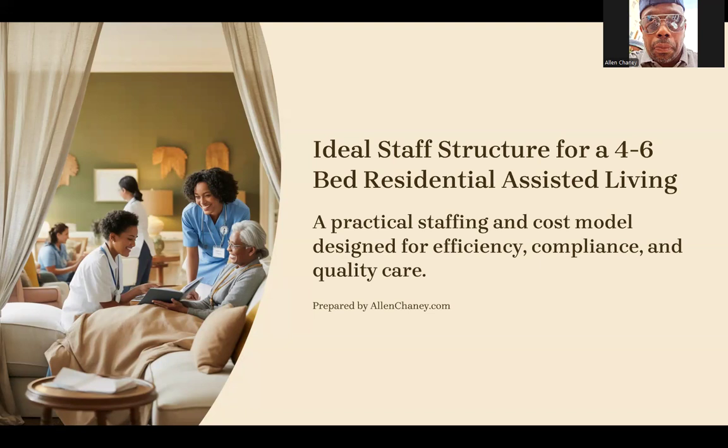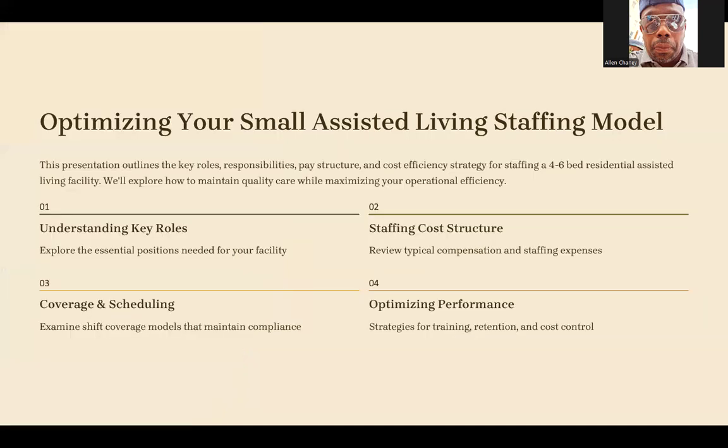Today we're going to be discussing the ideal staff structure for a 4 to 6 bed residential assisted living. A practical staffing and cost model designed for efficiency, compliance, and quality care, prepared by AlanChaney.com. Welcome back. Good day. Let's get into it.